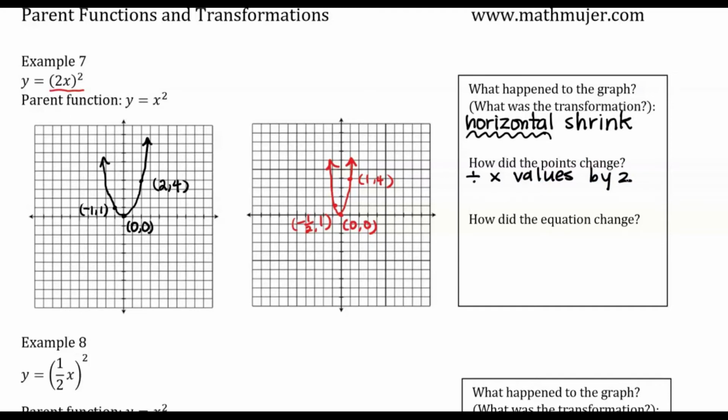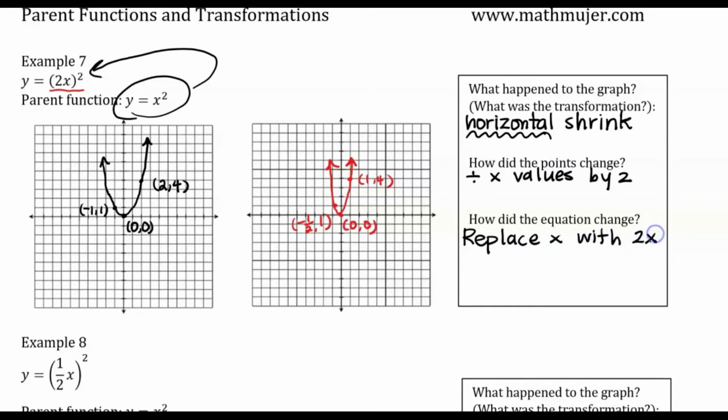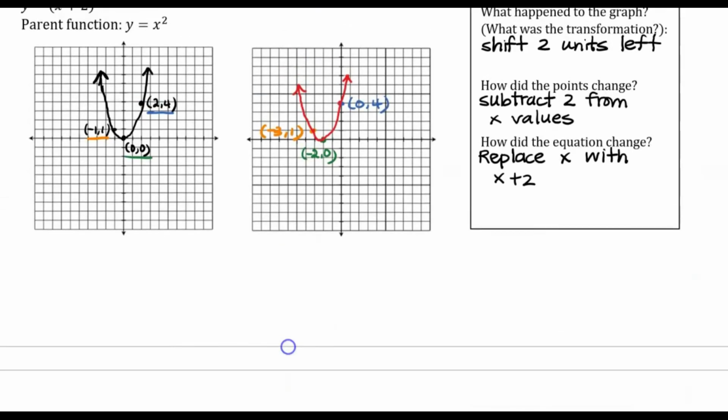How did our equation change? How did we go from that equation to that equation? Well, we replaced x with 2x. And it was because 2 was bigger than 1 that it's giving us a shrink. Even though we would think stretched, horizontal things happen backwards. And all of that is summarized in the 7th row of the table.